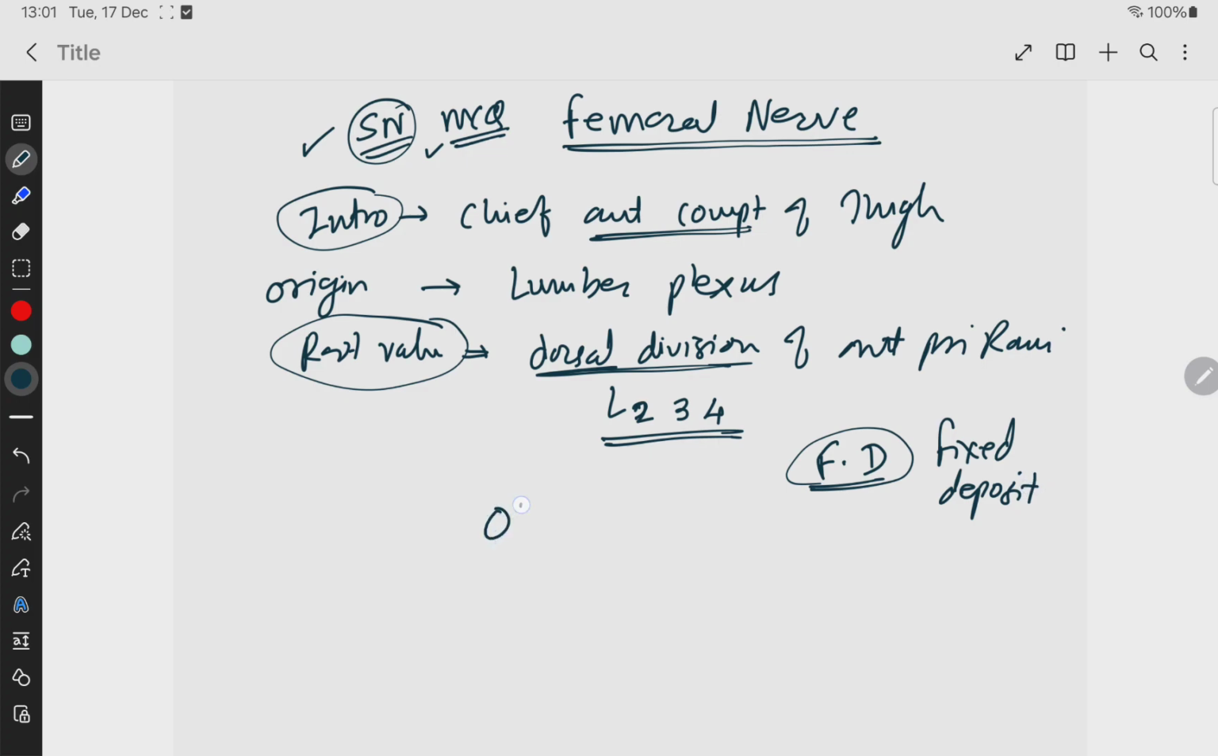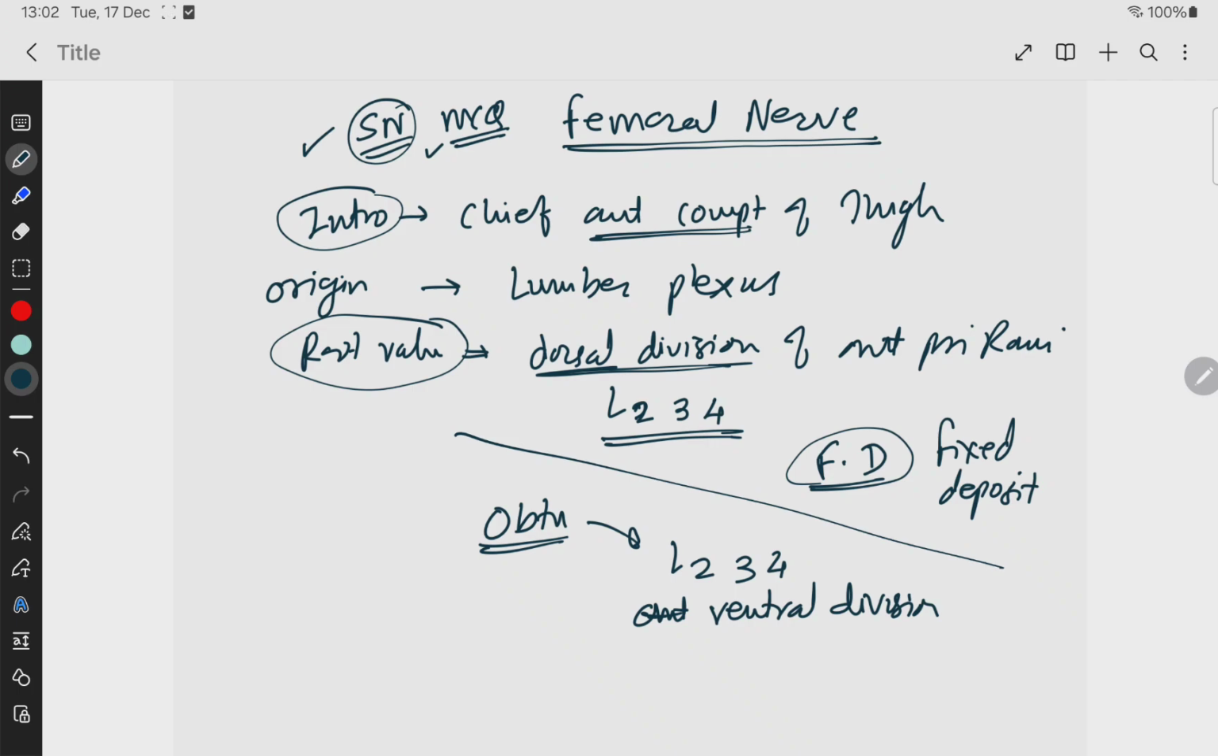Obturator nerve also has the same root value L2, L3, L4, but ventral division. Okay, that is the main difference. So obturator nerve root value is ventral division of L2, L3, L4. Femoral nerve root value is dorsal division of L2, L3, L4.